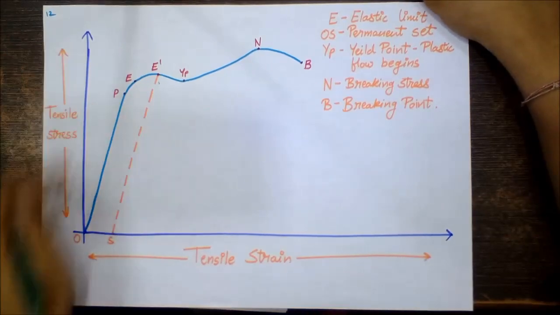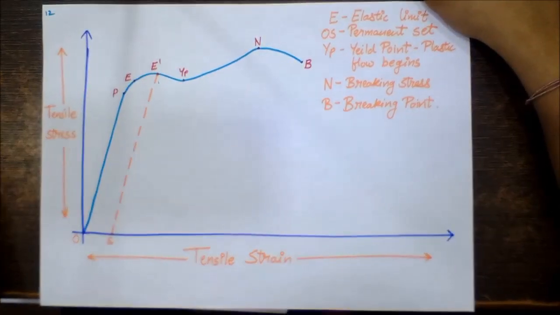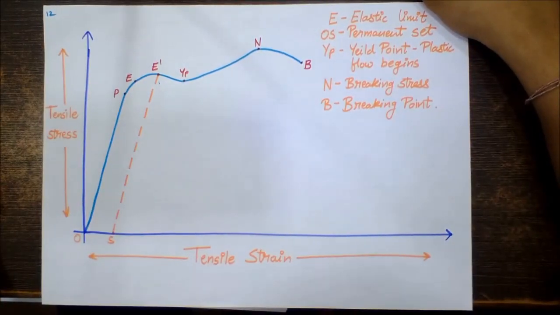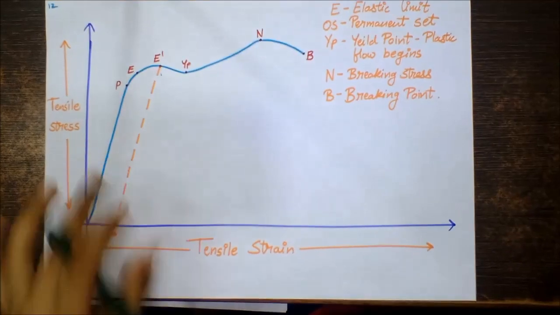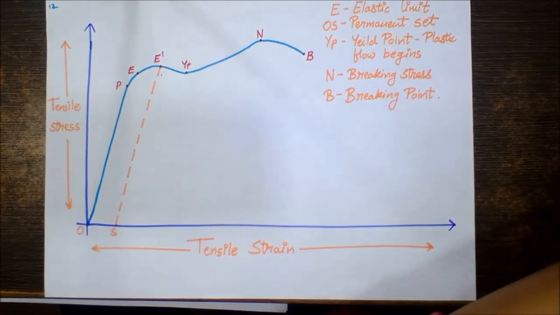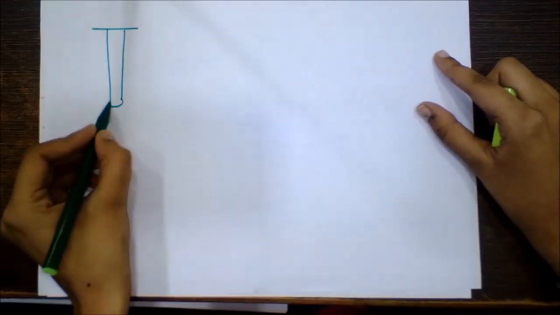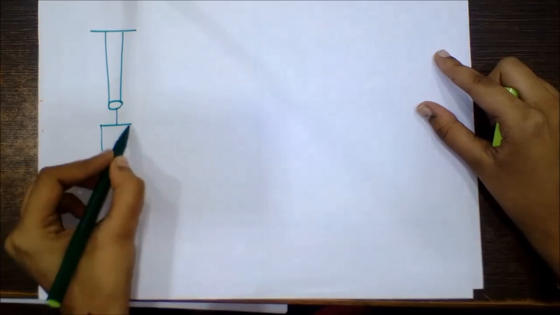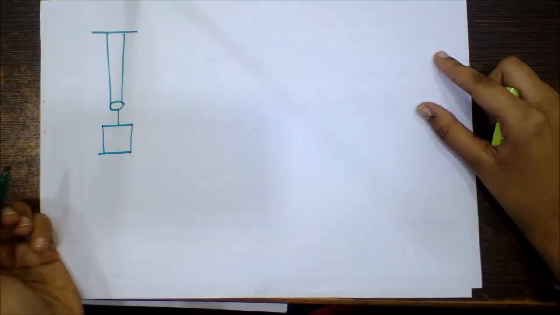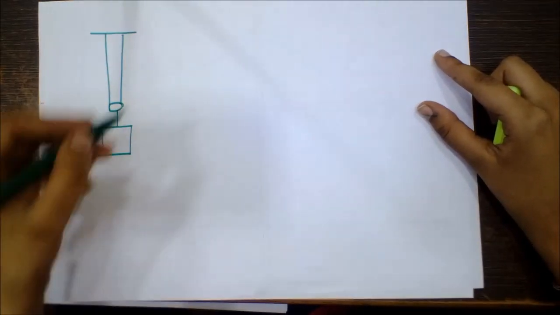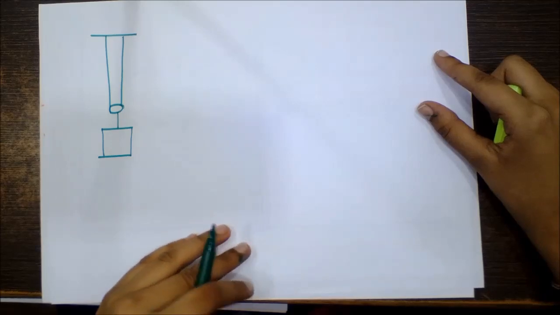Over here, with the help of this graph, I'll explain how an elastic body works after some force is applied to it. Suppose there is an elastic body, and a force is applied to it. This is my elastic body and this force is applied to it. Now with increase in force, the length of the elastic body will increase.